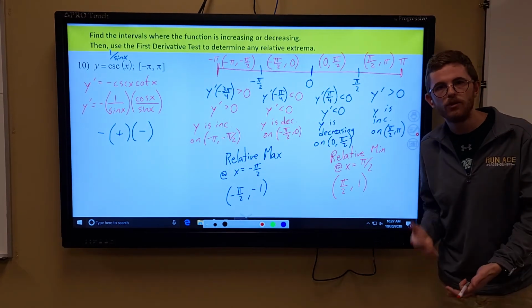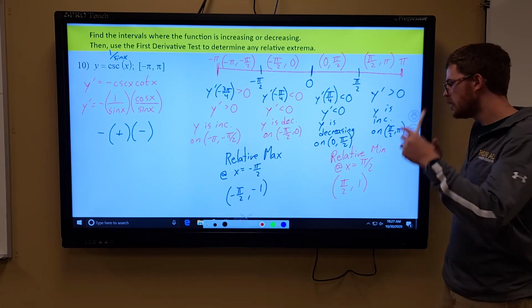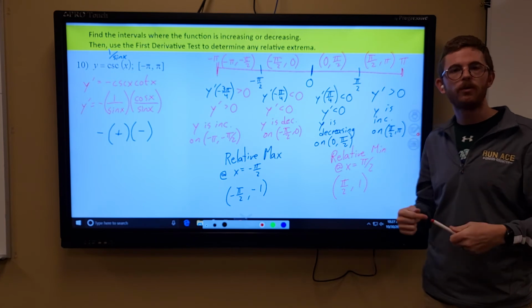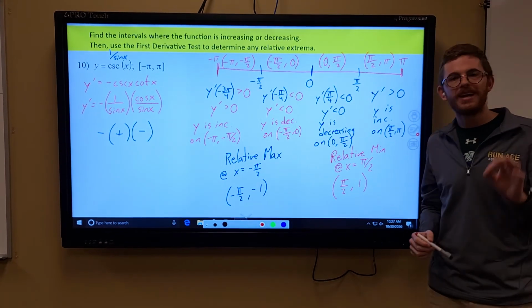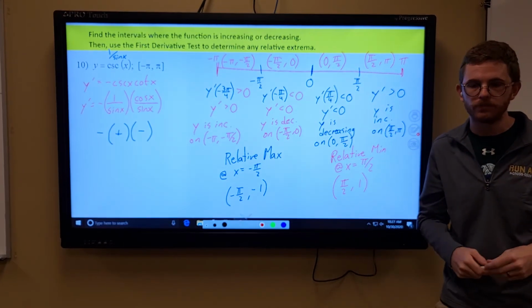Remember, don't get confused with what the first derivative and the original function tell you. The first derivative tells us about the slopes. It tells us about increasing and decreasing. The original function is where we get actual points. So that's where I was getting these actual points from here.